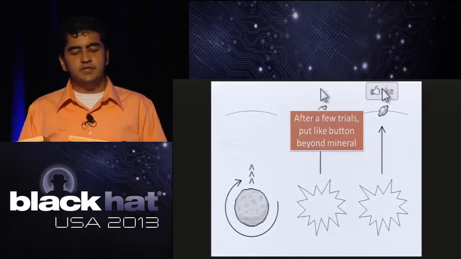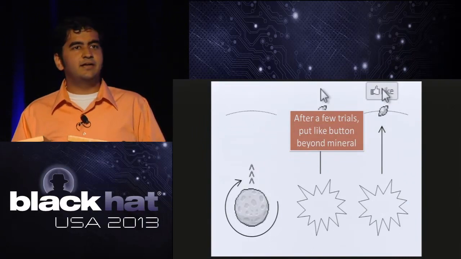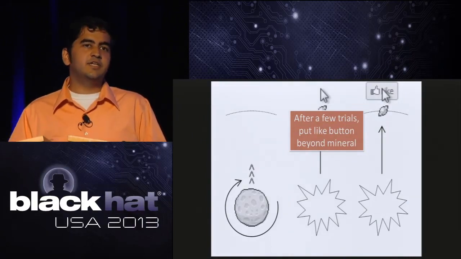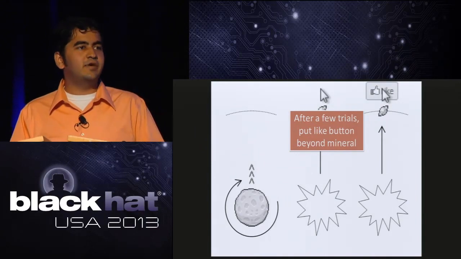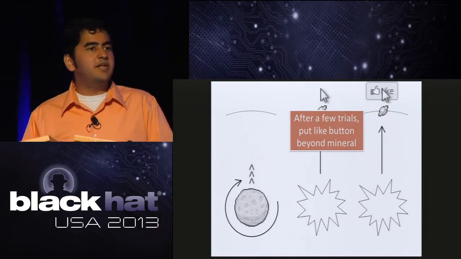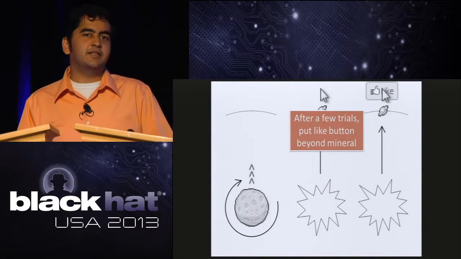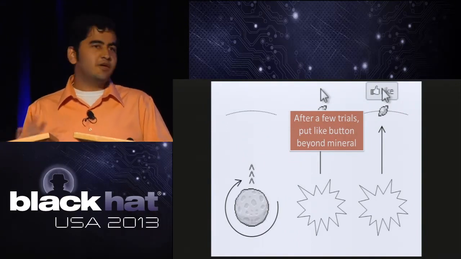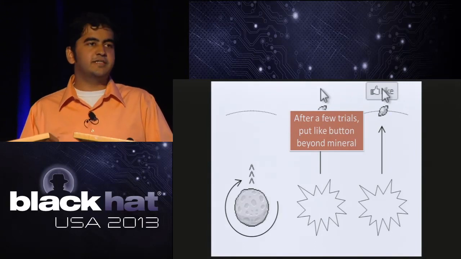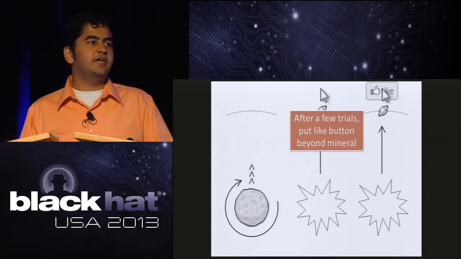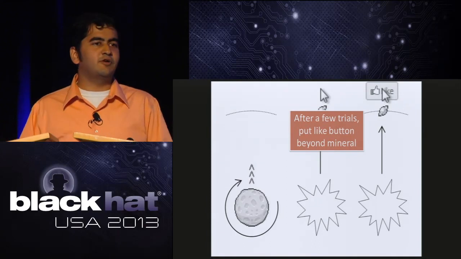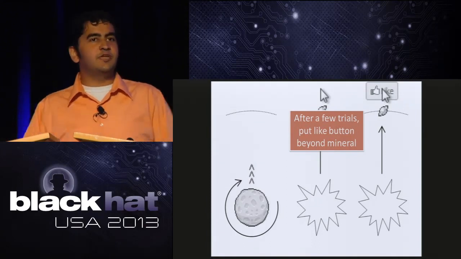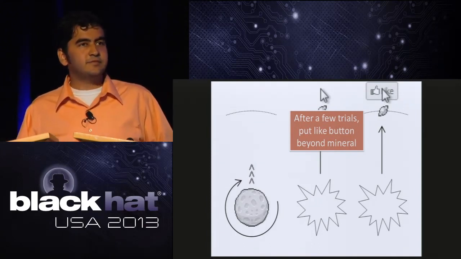We keep doing this game till the user achieves that click a little bit further, and then we put a like button at that location. The user does not realize that he's clicking on the like button. He thinks he's clicking on the mineral, and so we end up tricking the user into clicking the like button. Again, note that the like button is fully visible for 500 milliseconds, actually more than 500 milliseconds, and so this bypasses the idea that the like button should be fully visible for some amount of time. We are still able to trick the user into clicking on the like button.